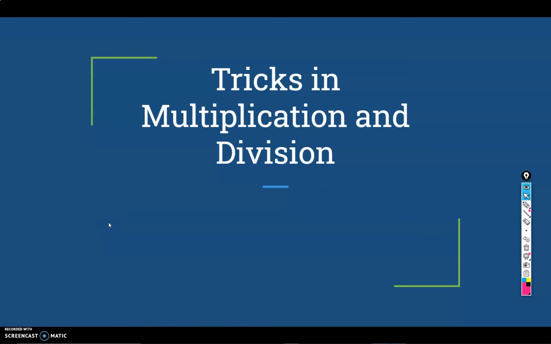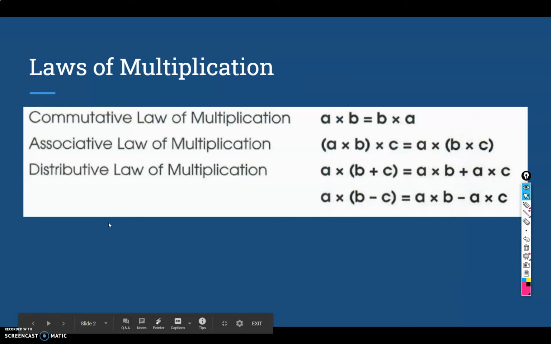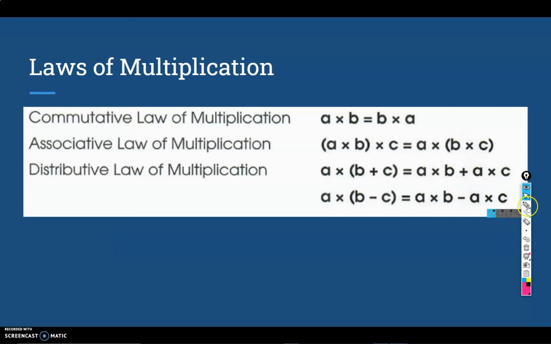Alright, so today we're going to cover some tricks in multiplication and division. Our first trick is to know the laws of multiplication. The commutative law of multiplication states that it doesn't matter which order you multiply in, you're still going to get the same answer. For example, 2 times 5 or 5 times 2 still equals 10, right? 2 times 5 is still 10 and 5 times 2 is still 10.